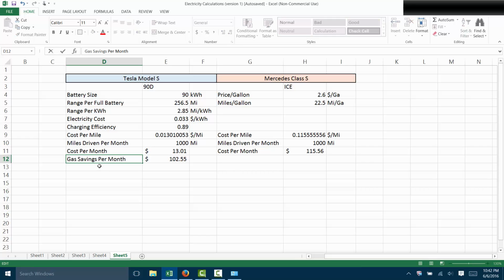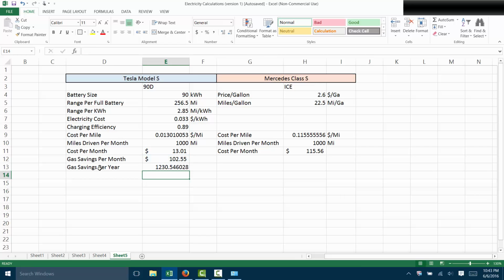Okay, so what are the gas savings per year? Well, that's going to be your gas savings per month multiplied times 12 months. So that is a nice $1,230. That is how much you'll be saving every year that you drive the Tesla.